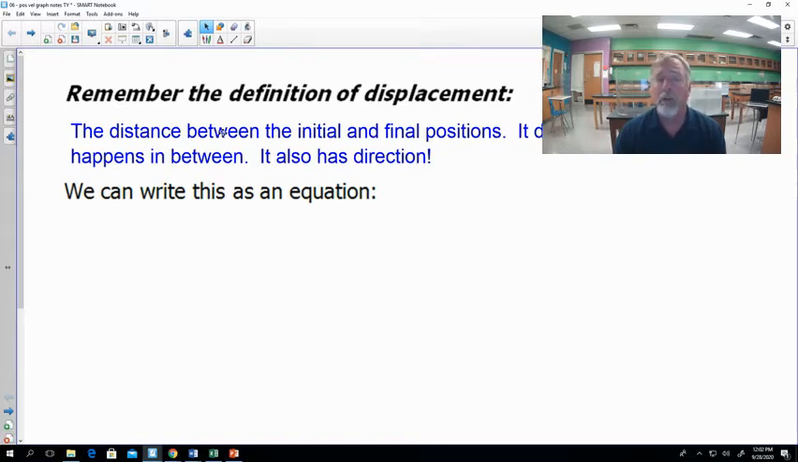Now note also that displacement has a direction. We can talk about moving 40 meters to the north or 40 meters to the south. Oftentimes we will call one direction positive and the other negative, for example positive will be north and negative would be south. So how do we write our equation? Simply delta x. Remember that triangle we call delta, and it means change in. Delta x equals x final minus x initial.